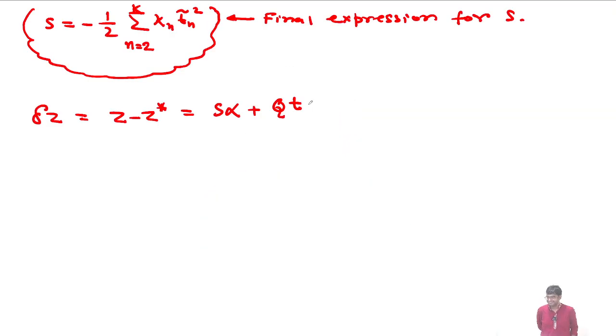So let us do a simple trick. Let us multiply alpha transpose to both sides. What will happen? Alpha transpose alpha is 1, alpha transpose t is 0. Simple linear algebra, right?